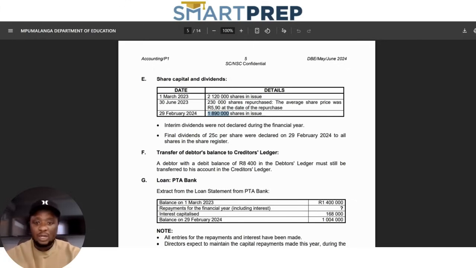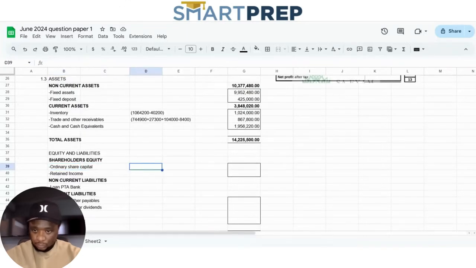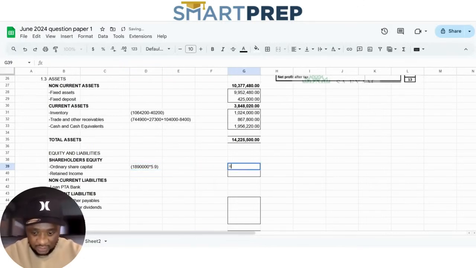We're just going to take the 1,890,000 and multiply by R5.90. So 1,890,000 multiplied by 5.9 gives us 11,151,000.